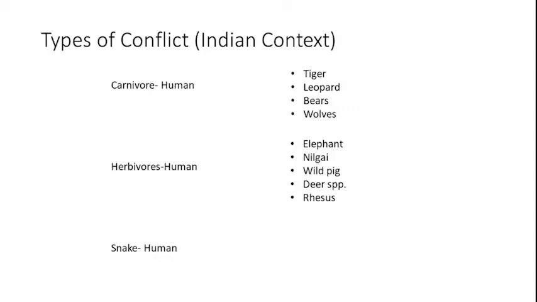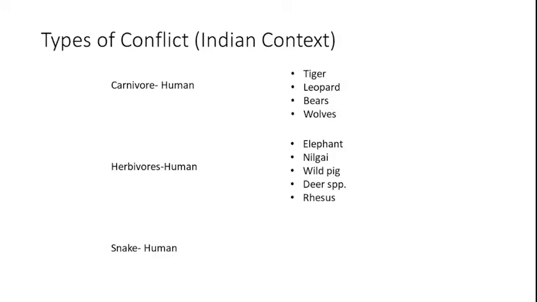The herbivore-human conflict is something that is associated with huge economic losses. It may not necessarily result in the death of an animal or a death of a human, but it involves huge economic losses, especially to small and marginal farmers. They lose a lot of their crops, their labor and hard work, or savings. An elephant is the prime contender there, because once an elephant gets into a farmland, it will ruin everything.